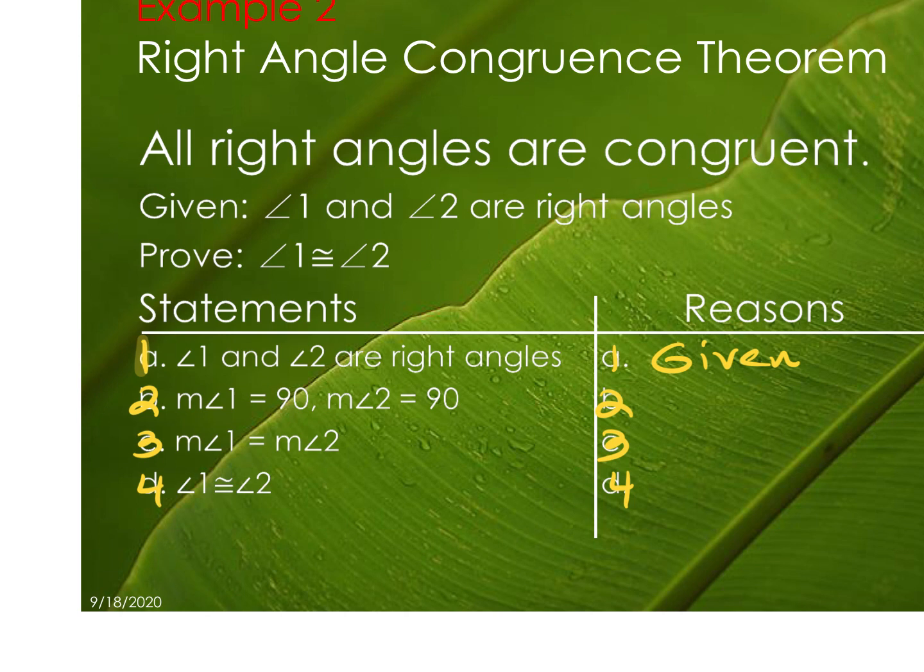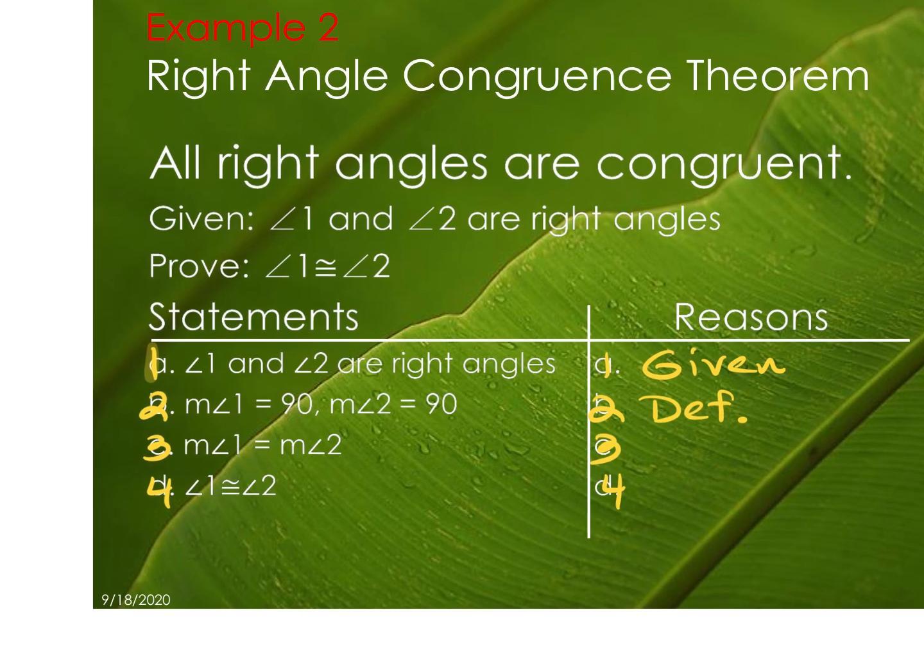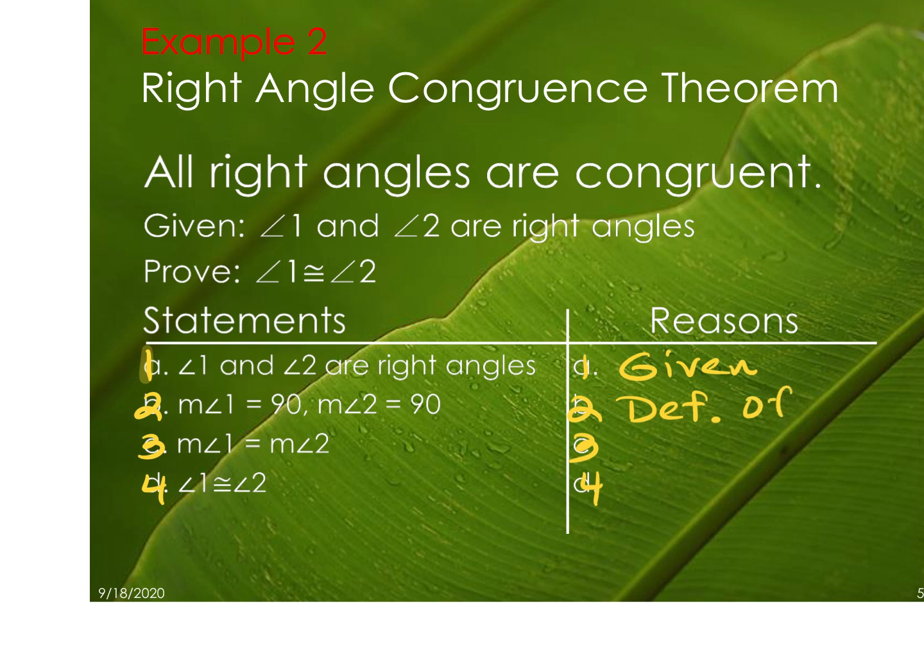Then in step 2, showing that the measure of angle 1 and the measure of angle 2 equals 90, this is just the definition of a right angle, and that would be the reason. I'm going to abbreviate the word definition as DEF, and then I'm going to put of right angles. That's step number 2.